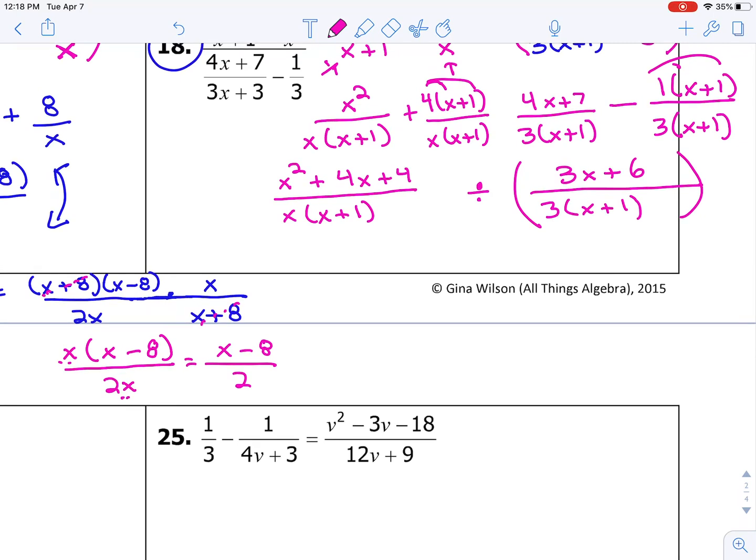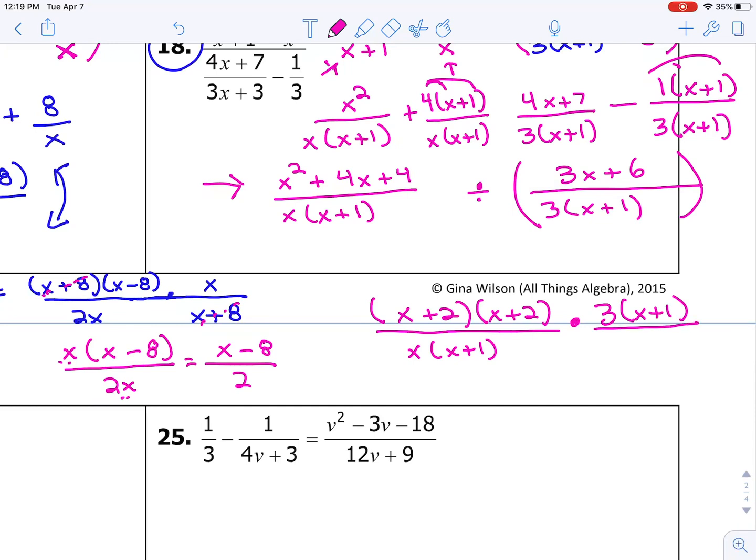Okay, so since I have this right here, I'm going to want to try to factor that and hope that there's an x plus 1 in it that we can kind of factor away in the end. So what does that simplify to? Well, what multiplies to 4 and adds to 4? That would be x plus 2 times x plus 2 over x times x plus 1, times, now we've got to reciprocal the second one, 3 times x plus 1 over, I'm going to factor this as well, 3 times x plus 2. That's this factored. And now that it's multiplication, remember we go like this.